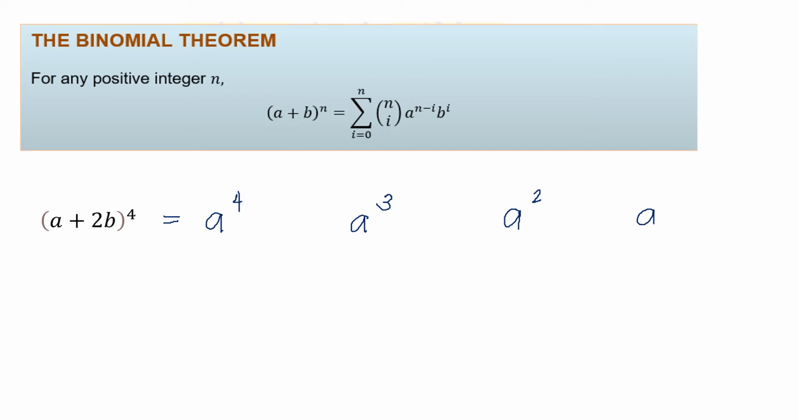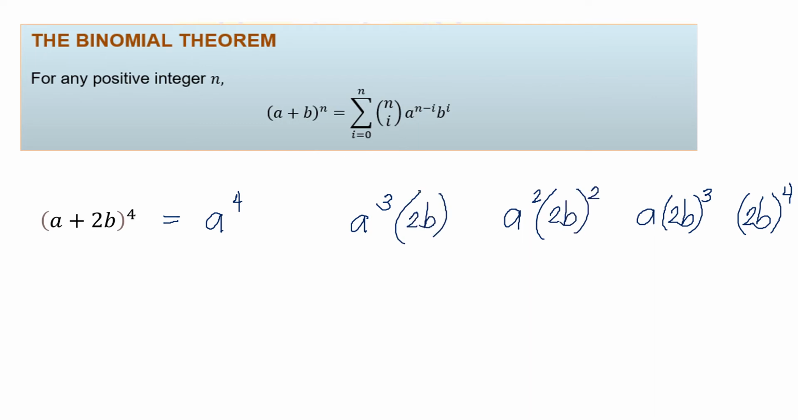So we write it here, plus 2b quantity raised to 4. We have to enclose that. This will be 2b quantity raised to 3, 2b raised to 2, 2b raised to 1, and 2b quantity raised to 0 is simply 1, so we don't need to write. To check the sum of the exponents, 3 plus 1 is 4, so all 4. 2 plus 2 is 4, 3 plus 1 is 4, and 4.